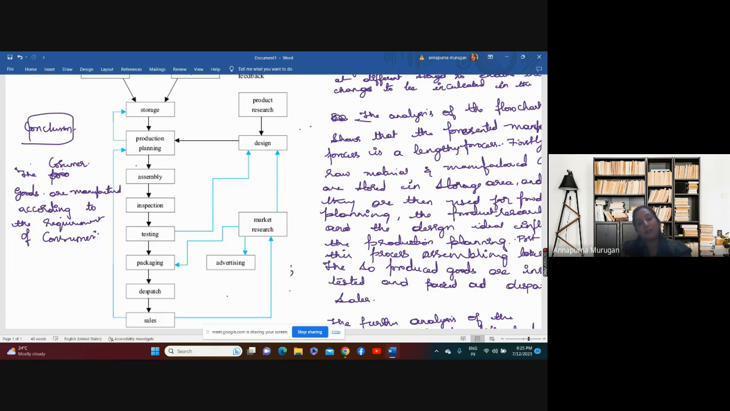Because we can see from the sales department, we are getting feedback. Market research, they are researching, they are getting the feedback. And from advertisement also, the feedback is given, the designing is given, totally the sales is giving the feedback. That means to whom is it given? Consumers. So the consumers' feedback is fed at different levels, and the production planning is done. Therefore, we can say that the consumer goods are manufactured according to the requirement of consumers. This is my final overview. Got this?